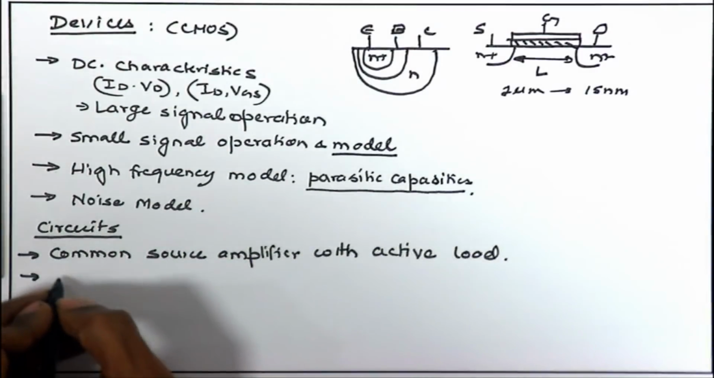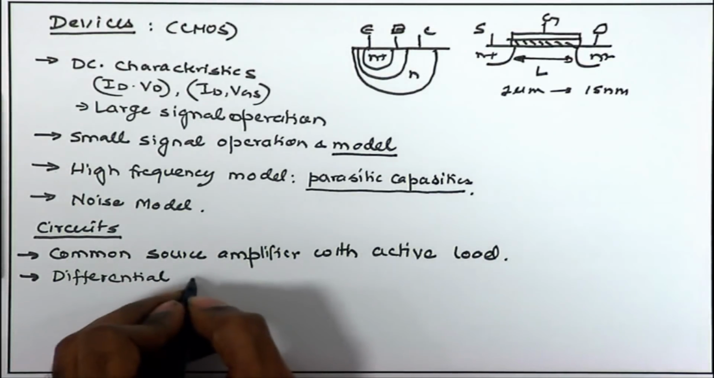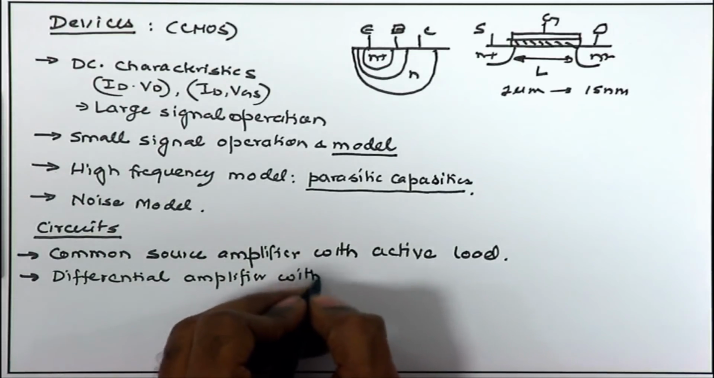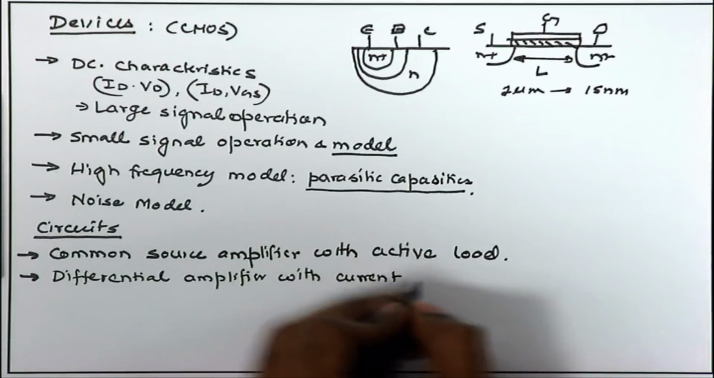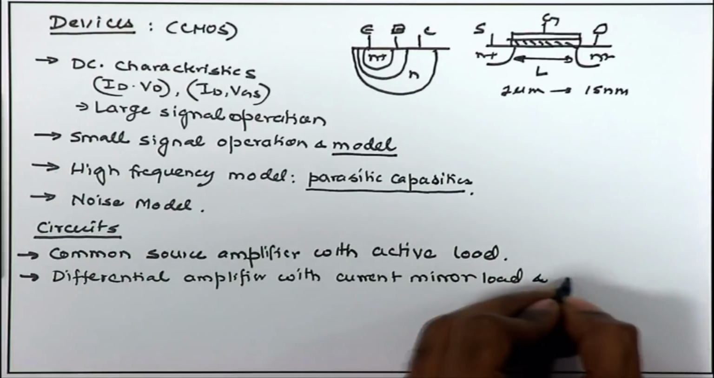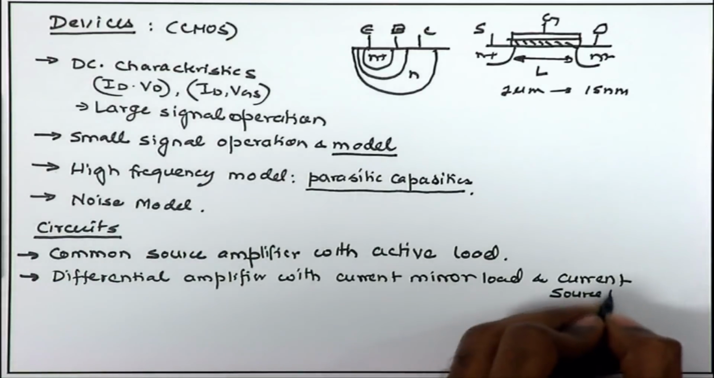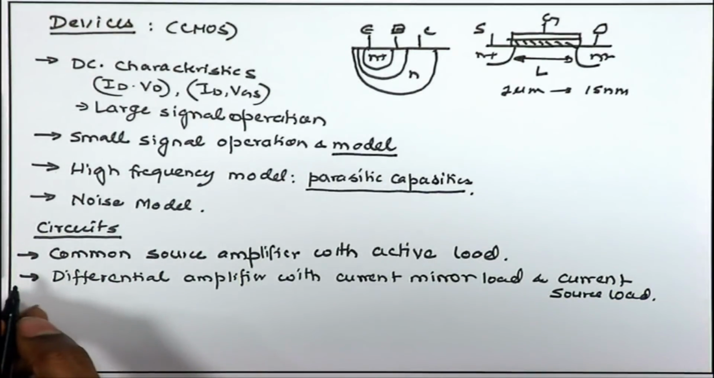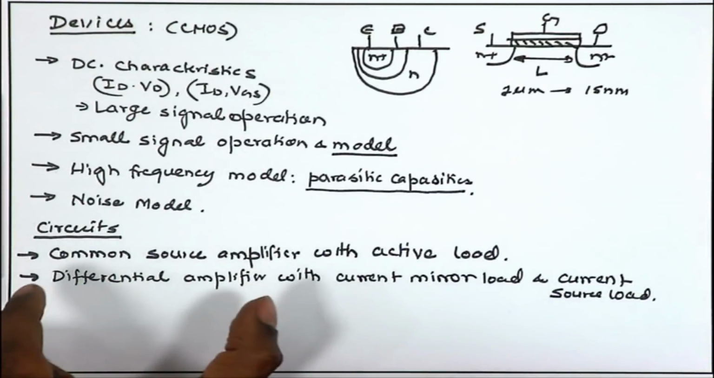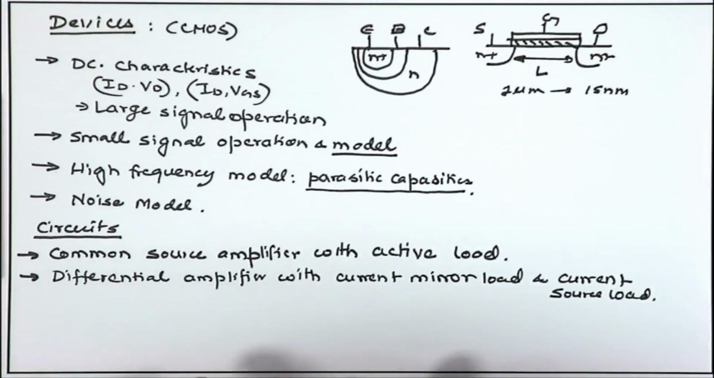The next step is going to be the differential amplifier with current mirror load and current source load. Once again, these two topologies of differential amplifiers are very fundamental and very crucial in designing different blocks that we are going to use in our low noise amplifier design.